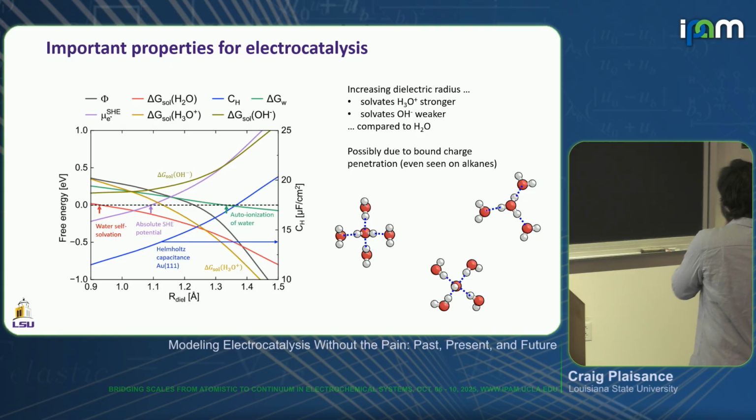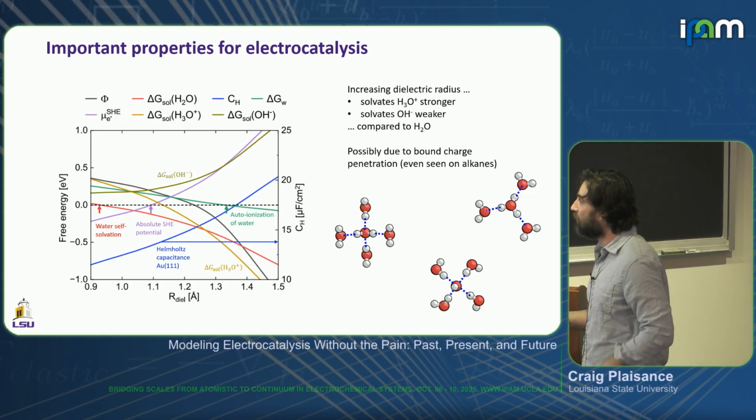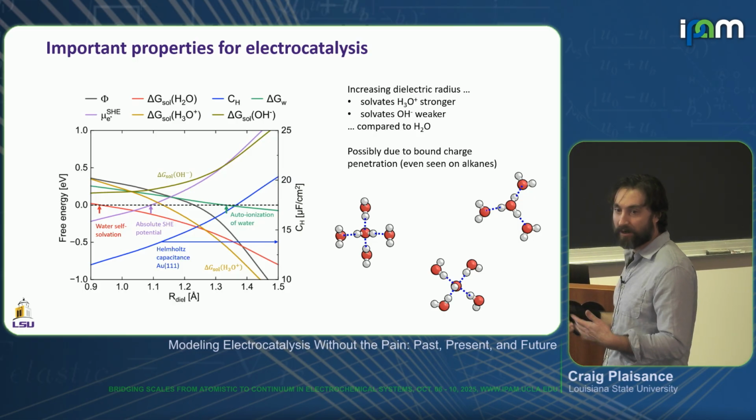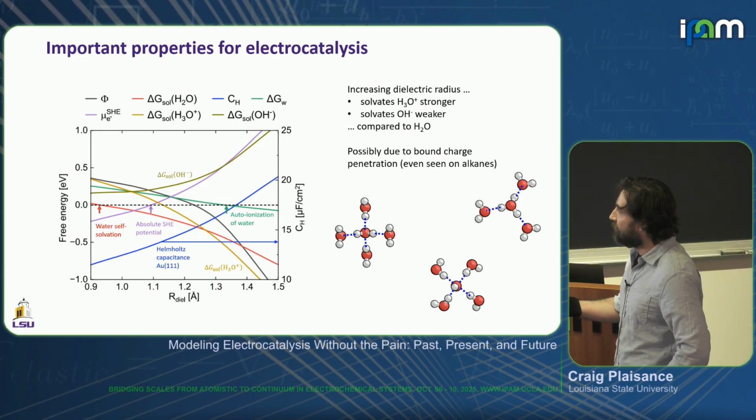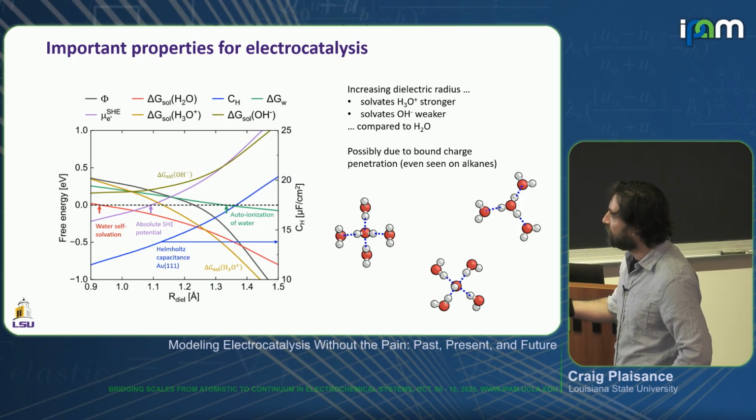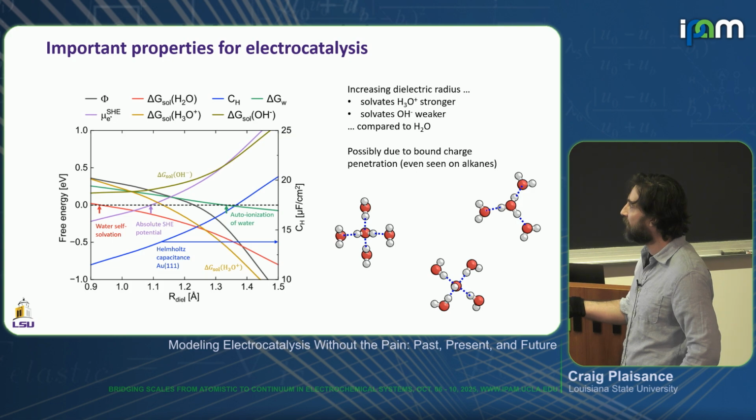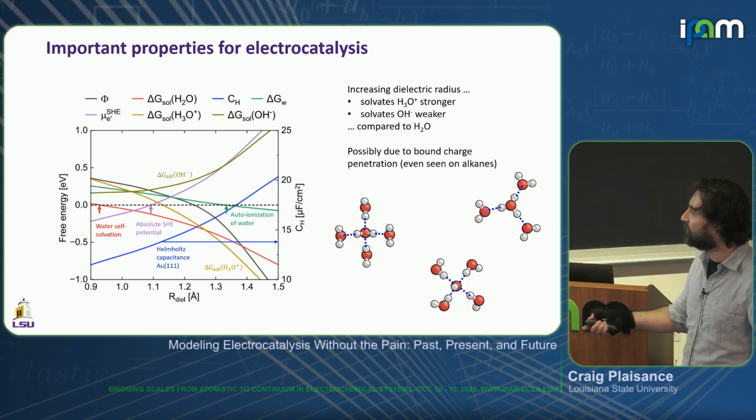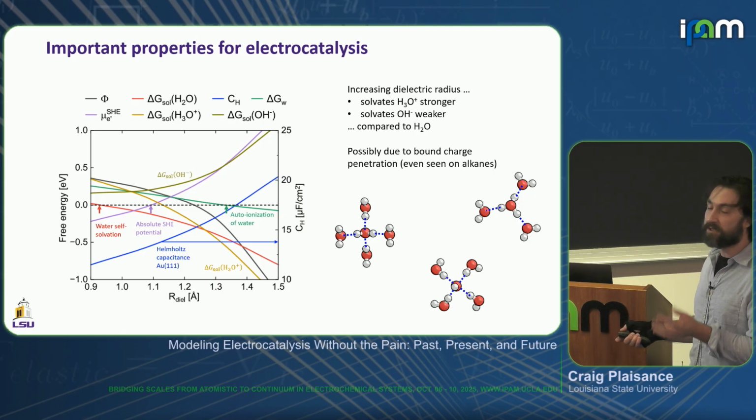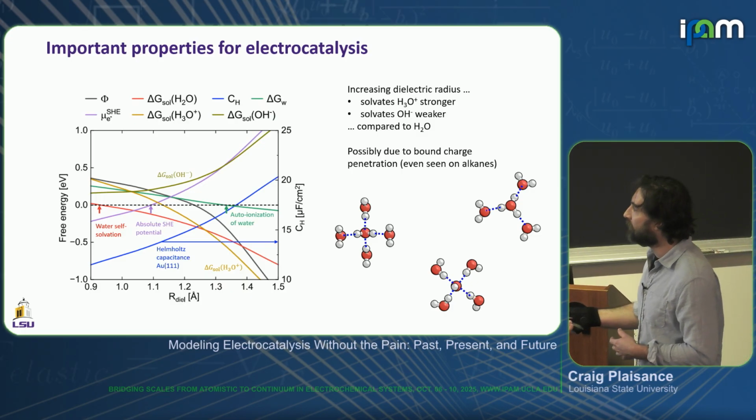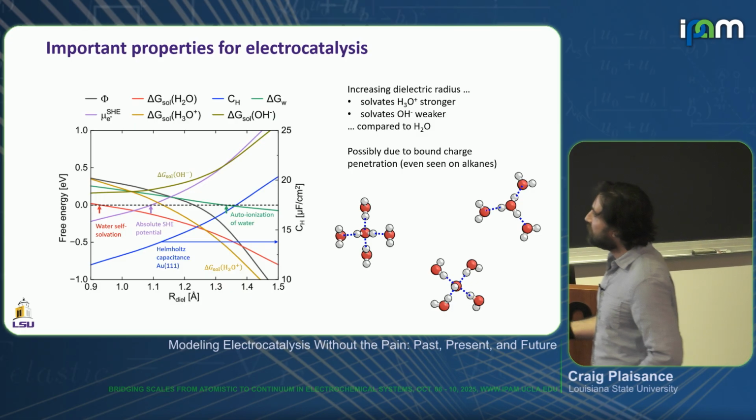Okay, so some of the important properties for electrocatalysis that we'd be interested in, if we want this model to be able to actually give reasonable barriers and energies, are things like the self-solvation energy of water, the solvation energies of hydronium and hydroxide, the auto-ionization energy of water, the Helmholtz capacitance of a typical metal electrode, the vacuum potential of the standard hydrogen electrode, and the work function of an electrode.